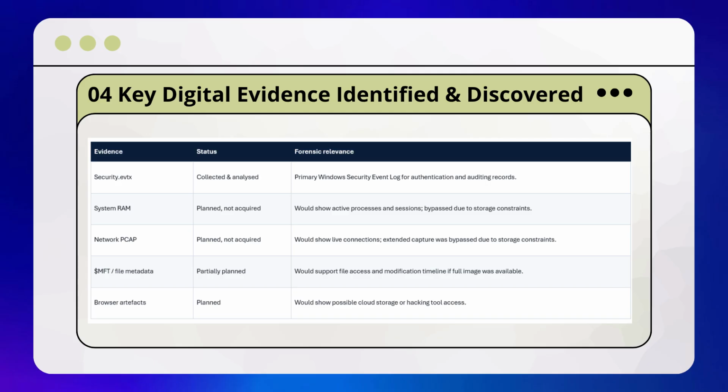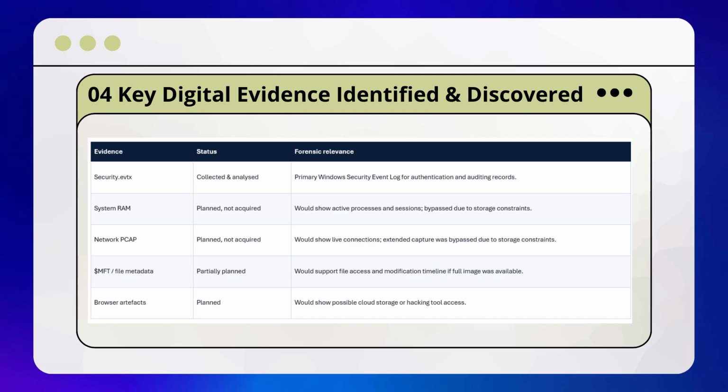So for the key digital evidence identified and discovered in our stage 1 plan, several types of digital evidence were identified. This included the security system RAM, network packet captures, file system metadata, and browser artifacts. However, during the practical work, we faced a limitation because the virtual machine had very limited storage space. Because of this, we prioritized the most relevant evidence for unauthorized access, which was the security.evtx file.